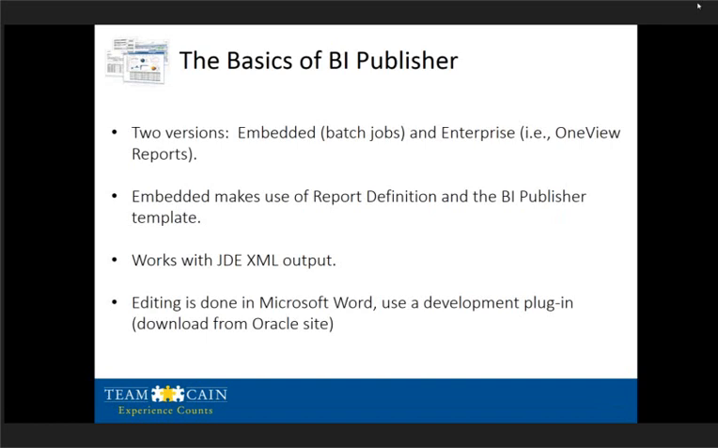To start off with BI Publisher, in case you're not familiar with it, there are actually two versions available for you. One is the embedded version, and that's what you use for batch jobs, so that's really the focus of what we're going over today. The other one is the enterprise one. If you have worked with OneView reports and gone in and selected one of the options that are available and dragged and dropped some fields onto it, that's the enterprise version.